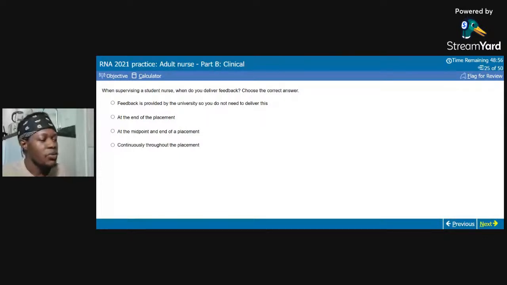So let's look through the options. A, feedback is provided by the university. No. B, at the end of the placement. No. C, at the midpoint and end of a placement. No. D, continuously throughout the placement. Exactly.